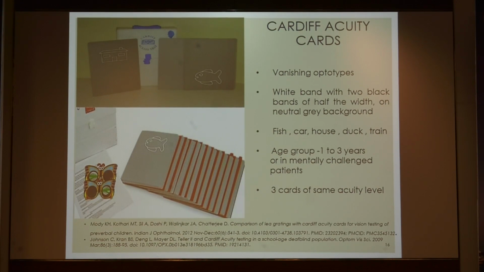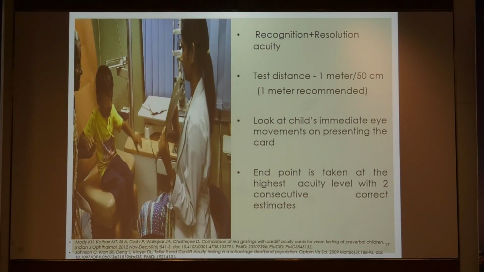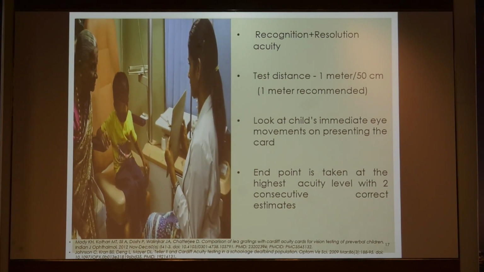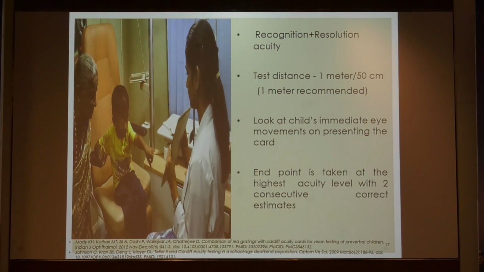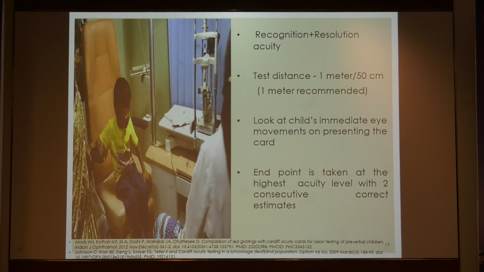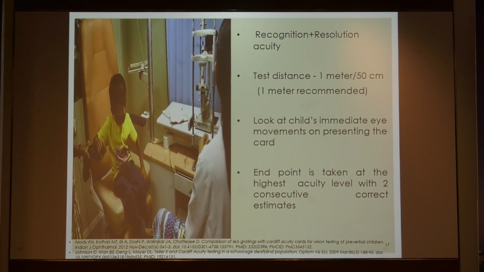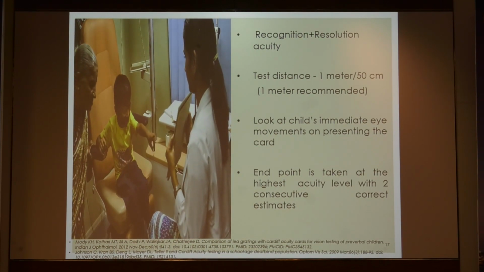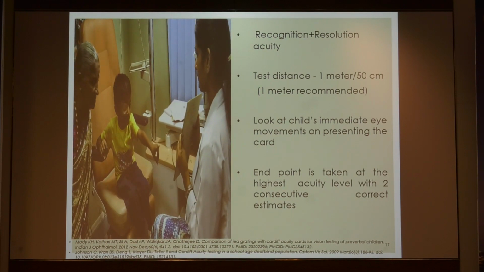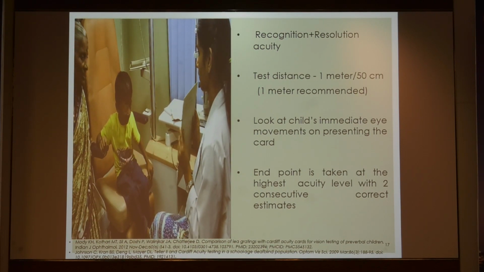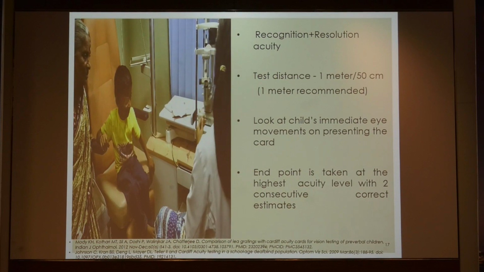These charts can also be used in mentally challenged patients, and there are 3 cards for each acuity level. So this is a type of recognition and resolution acuity. Testing distance that is preferred is 1 meter. We look for immediate eye movements of the child, but older children do tend to point towards the card, like seen in the video. Endpoint is taken as highest acuity level with 2 consecutive correct estimates.